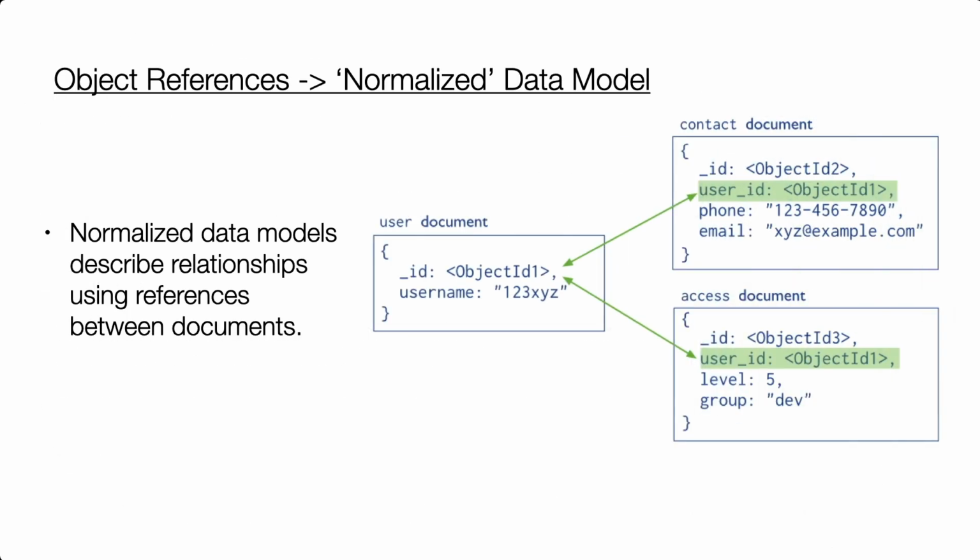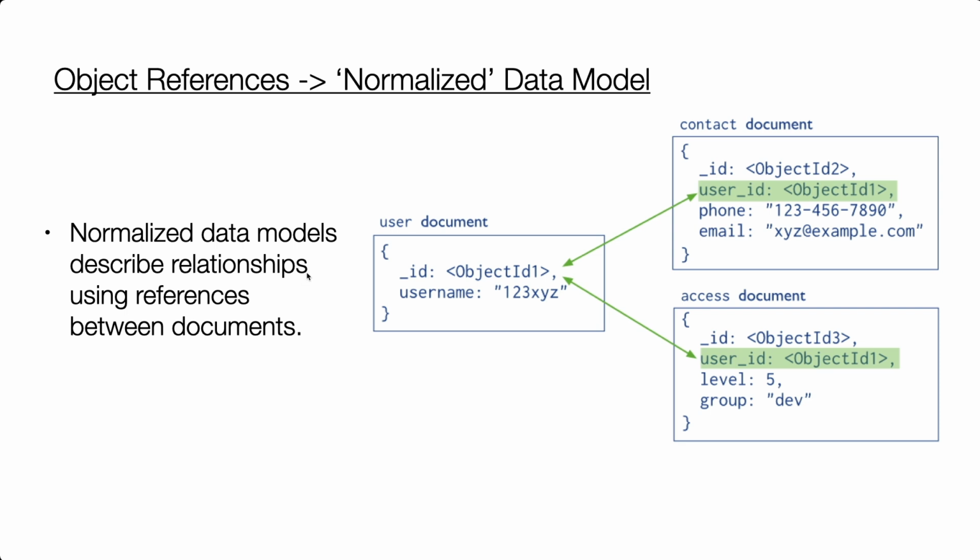Here's the same thing again, but maybe more normalized. So in this example, a user document has his username, the document has an ID, and a separate contact document, and maybe also an access document, contains the contact and access control details that we've factored out of the original model. So you can see how this might work. It's a simple enough idea.